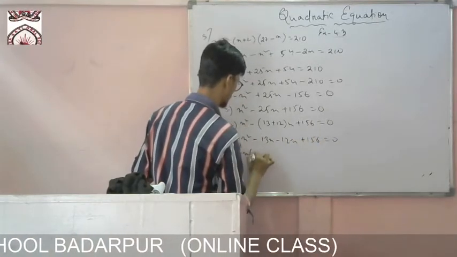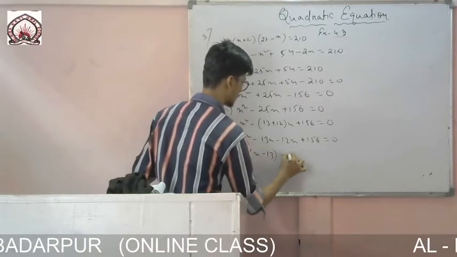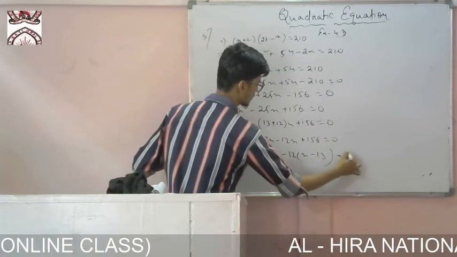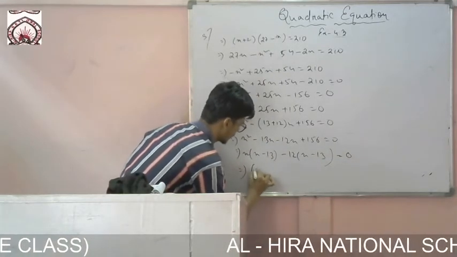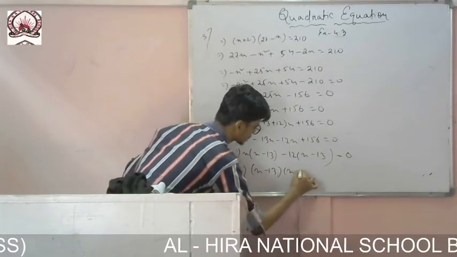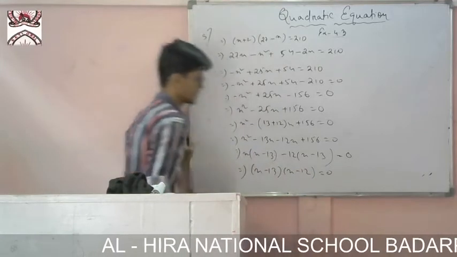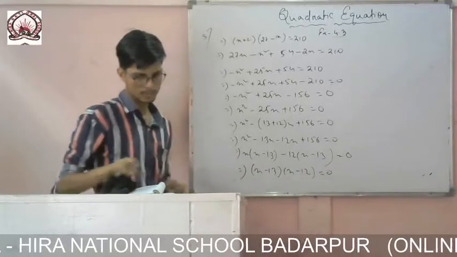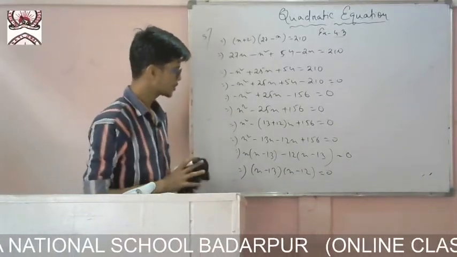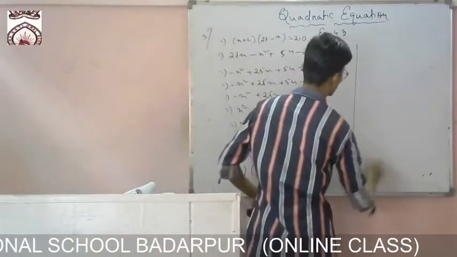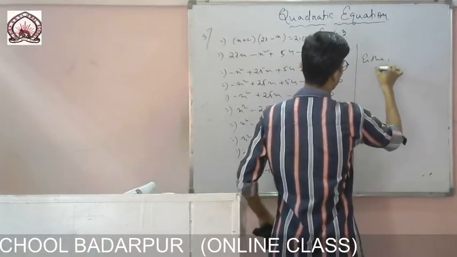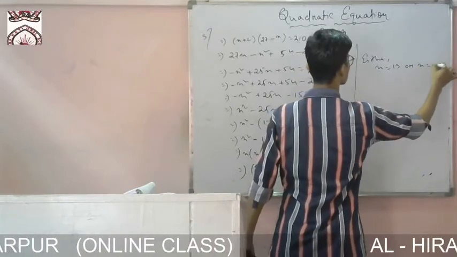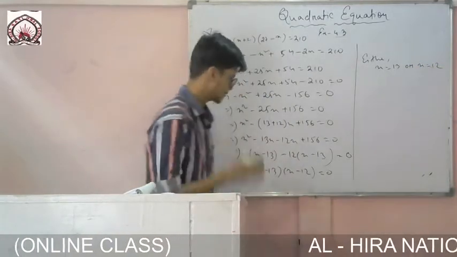If I take common x minus 13, and minus 12 common, x minus 13, because minus minus plus equals 0. So x minus 13 and x minus 12 equals 0. So that means either x will be equal to 13 or x will be equal to 12.